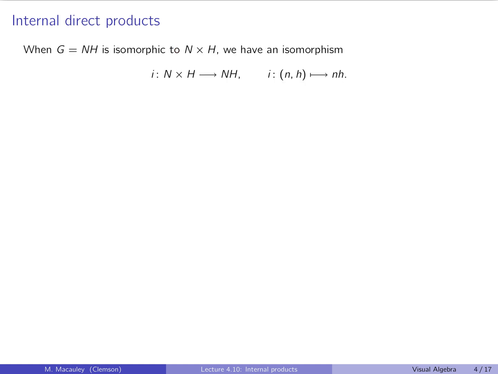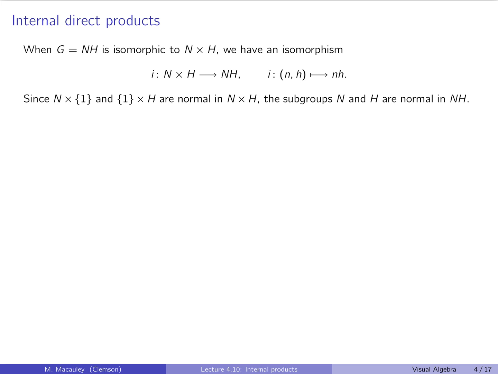Starting with direct products, when G is isomorphic to a direct product of two of its subgroups, then we have an isomorphism from the direct product N cross H to the product NH that sends an ordered pair of elements little n, little h to the product little n times little h. Since N cross the identity and the identity cross H are normal subgroups, then these, through this isomorphism, get mapped to N and H, which have to be normal in the product NH.